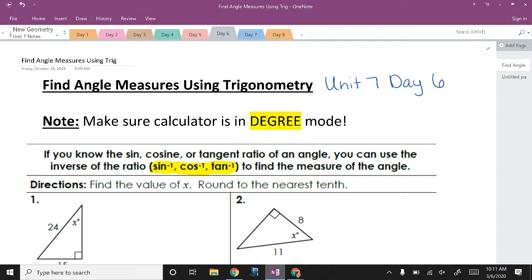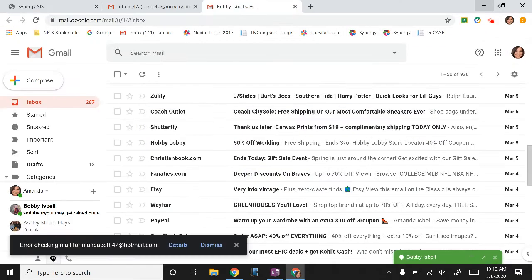So yesterday we focused on finding the lengths of sides of triangles using SOHCAHTOA. Today we're going to use it to help us find angle measures. Okay, so anytime we're going to use sine, cosine, and tangent, we got to make sure our calculator is in degree mode. So everybody, let's all make sure our calculators are in degree mode.